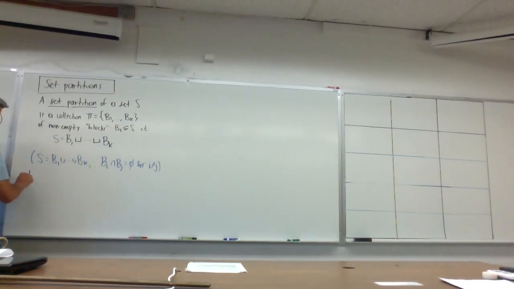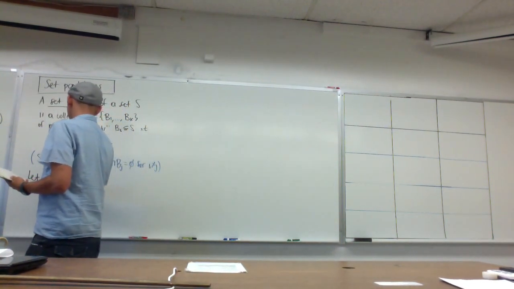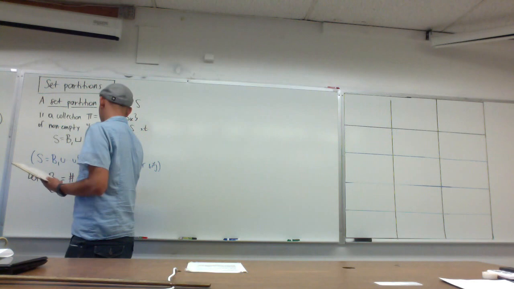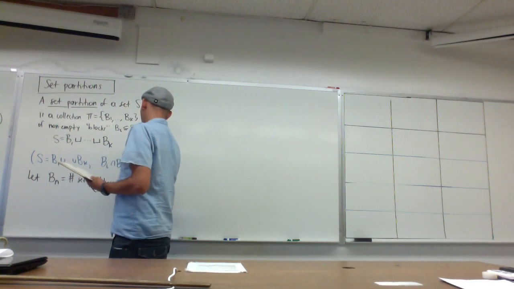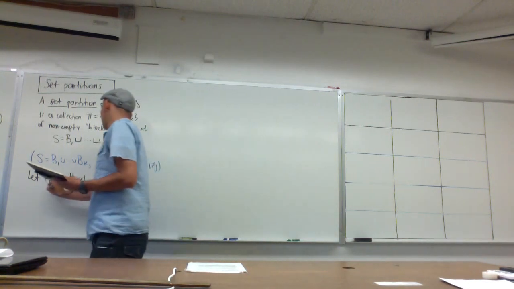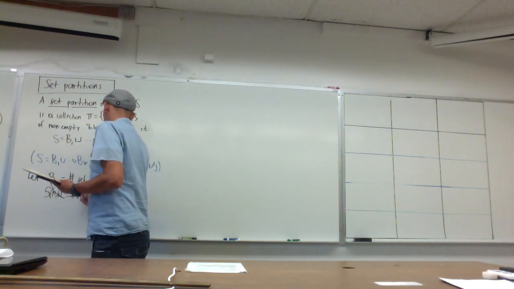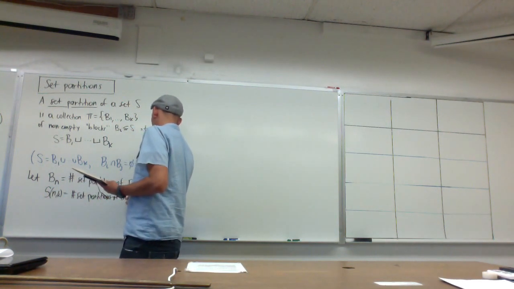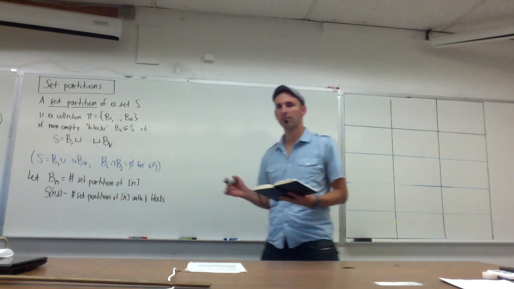And we're going to let, realizing that this is not the best notation, but it's done, capital Bn be the number of set partitions of the set of n elements, and capital S of n,k be the number of set partitions of n with k blocks.